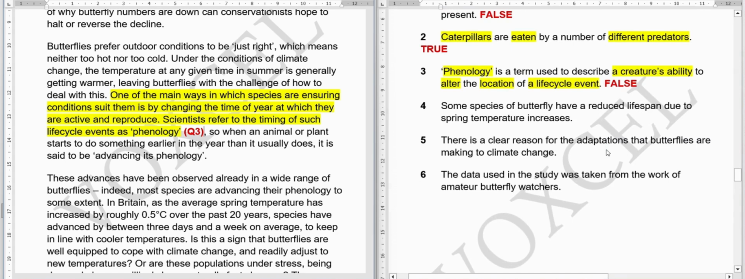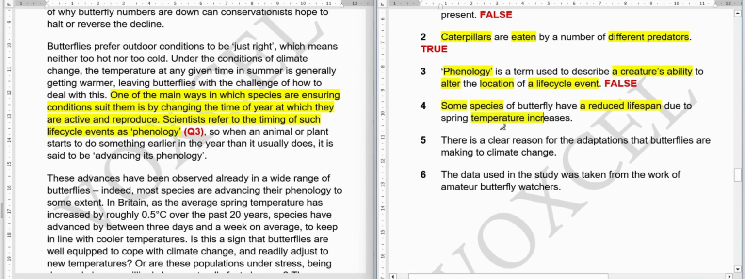Moving on to the fourth one. Some species of butterfly have reduced lifespan due to spring temperature increases. So they are saying that some species, not all. So it's very important to understand: some species of butterfly have a reduced lifespan. Why?